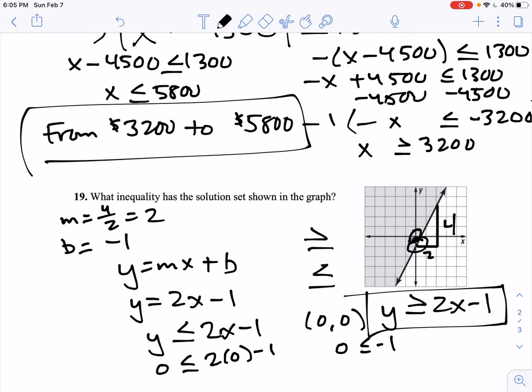And it's what we thought it was going to be. It was the greater than or equal to because it was shading on the top of it.